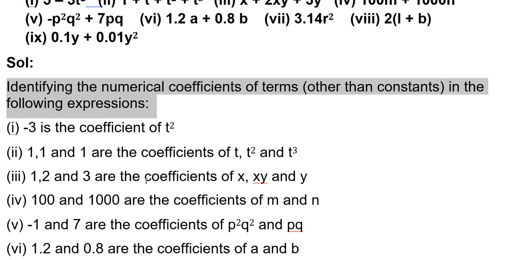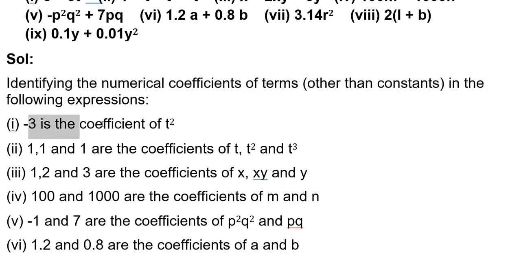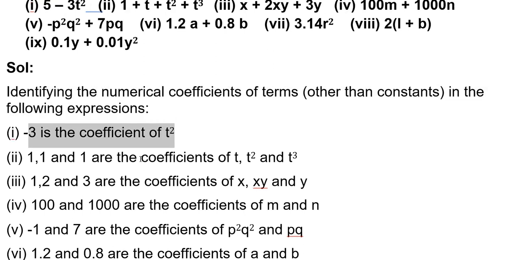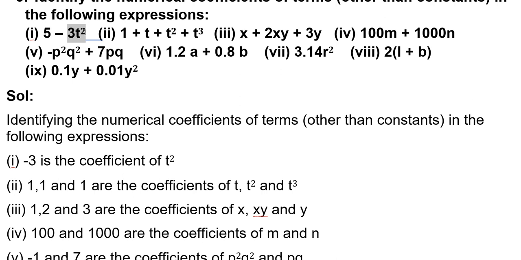First expression: minus 3 is the coefficient of t square. Second: 1, 1 and 1 are the coefficients of t, t square, and t cube. Okay, and the third one: 1, 2 and 3 are the coefficients of x, xy and y.